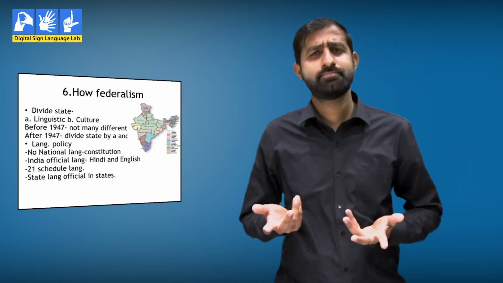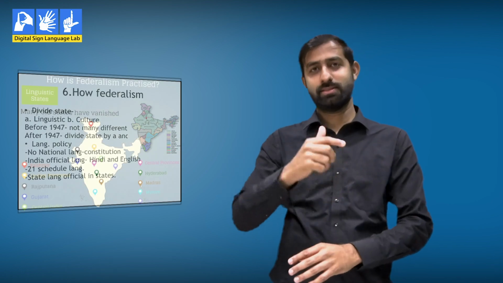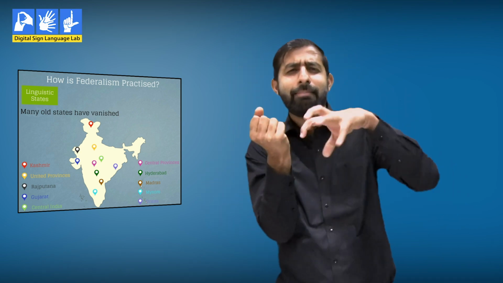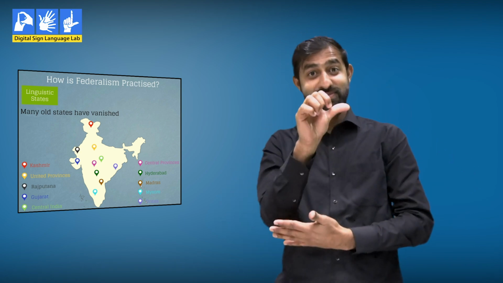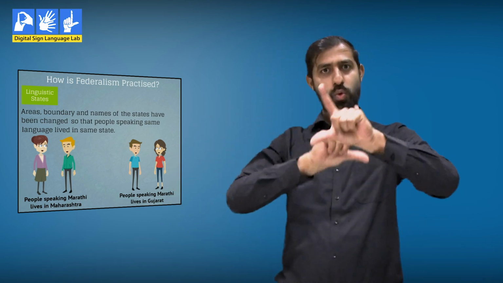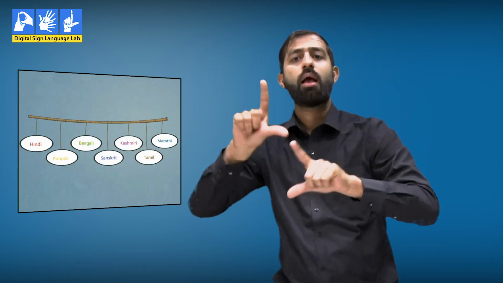How federalism came into being. Prior to 1947, India was not subdivided into various states. There were very few states which were very clearly demarcated. All India was one huge country. After 1947, regions were subdivided into states depending on the regional language of the local area, the communities, and the cultures that they shared.